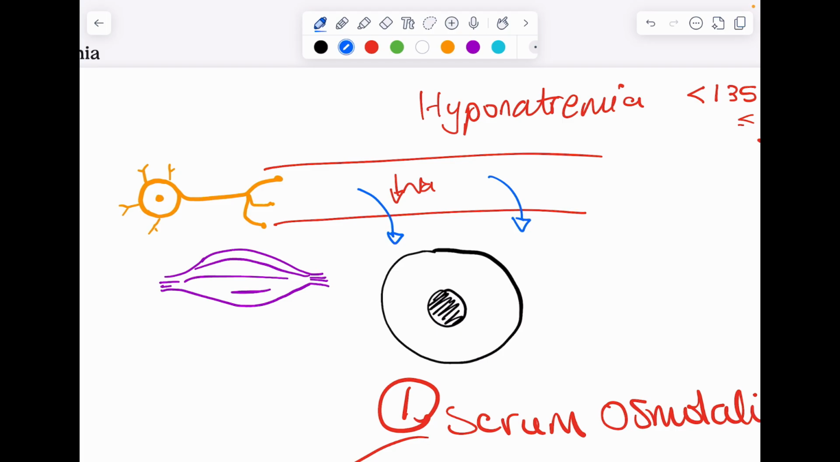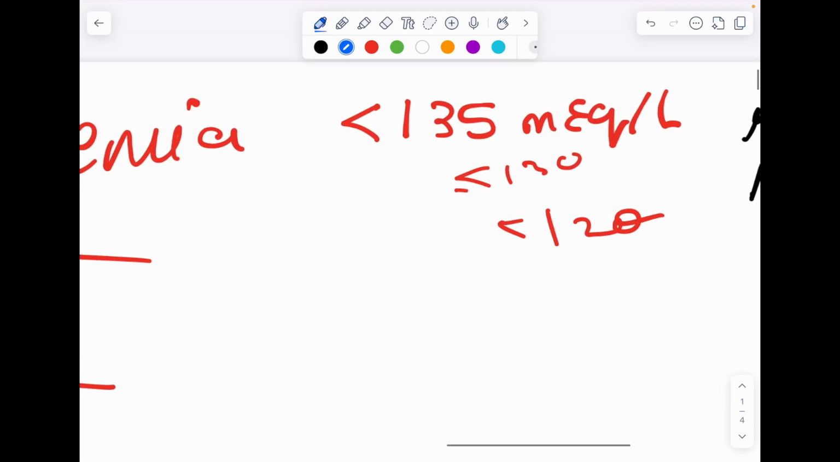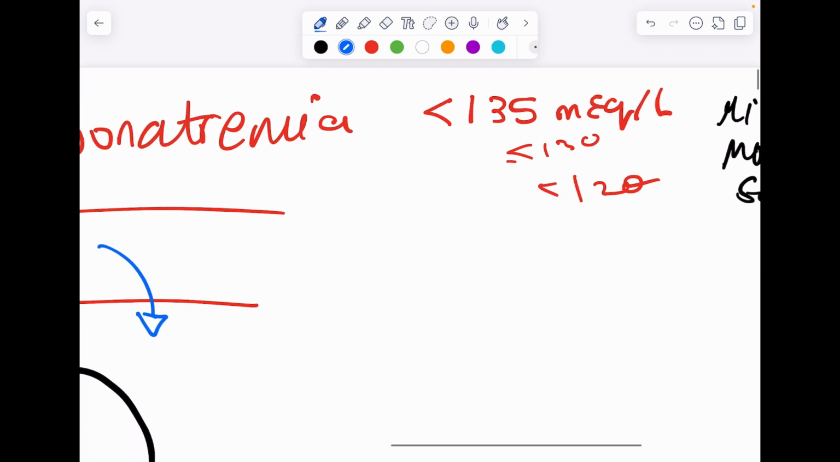So first thing, hyponatremia is defined as a serum sodium concentration below 135 milliequivalents per liter. That is the minimum. Anything under that is hyponatremia. Now it has different grades of severity. Severe means a level under 120, and that should be treated more aggressively. You should treat this patient with higher priority, especially if they are symptomatic.